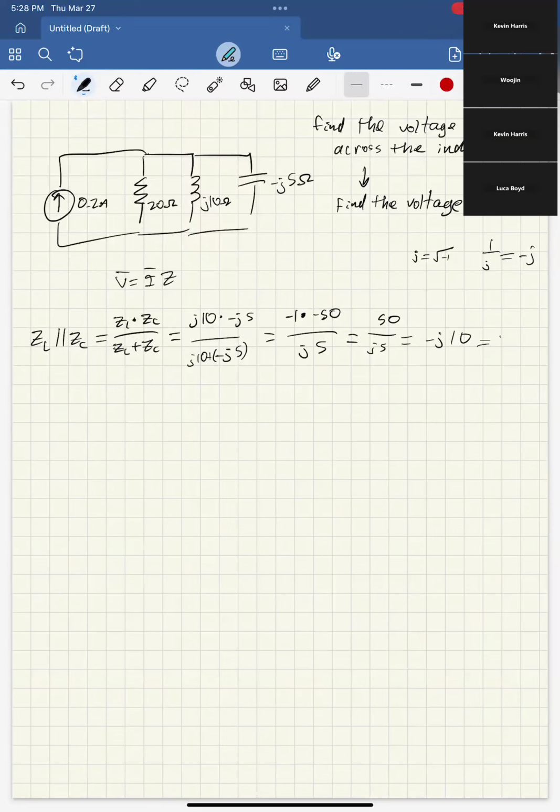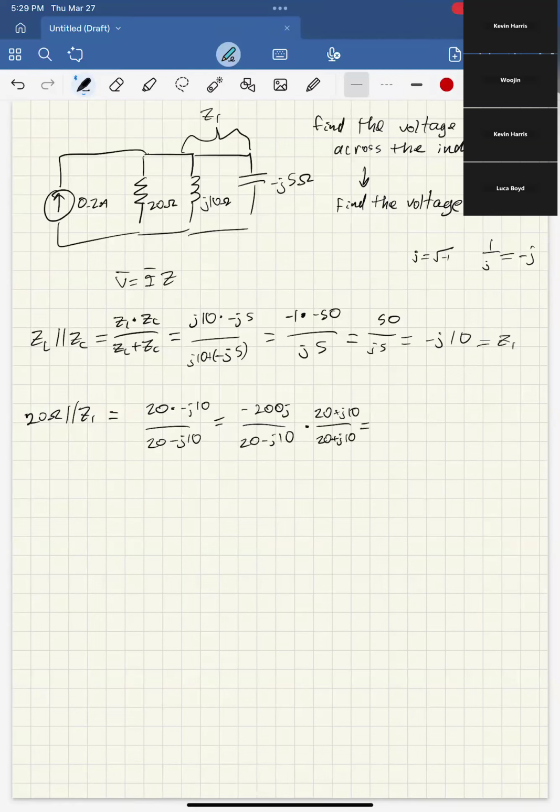We'll call this Z1, so these two together make Z1. Then we want 20 ohms in parallel with Z1. Just like before, that's 20 times the thing we just found, so 20 times negative j10 over 20 minus j10. This is negative 200j over 20 minus j10. Basically, you then have to make the denominator real by multiplying by the conjugate, 20 plus j10 over 20 plus j10.